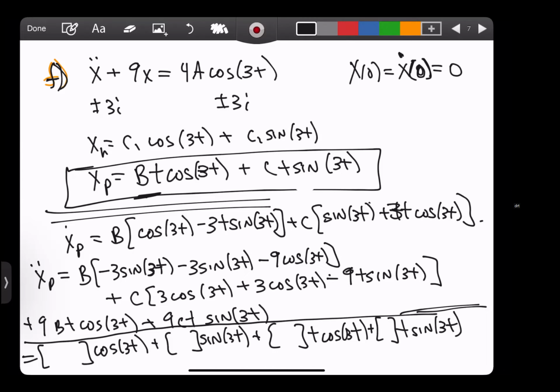So cosine of 3t's, we've got 6 of them right here. So there's just going to be 6c right there. Sines of 3t, I've got -6 of them right there. -6b of them. Here comes the moment of truth.